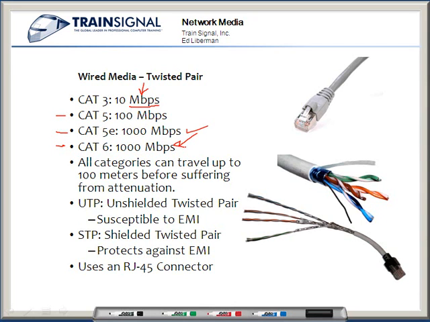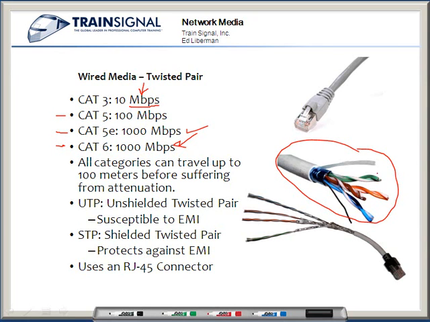Now, the other thing I want to tell you about these categories before we go on is that the main difference as we go up through the categories, we'll say from 3 to 5 to 5E, the way we get the faster transmission is by twisting, right? We're called twisted pair cabling. By making more twists in the cables, by having them twisted more tightly, it has been found that data can travel faster. And just so you understand what we talk about when we say twisting, this right here is a picture of what the inside of a twisted pair cable looks like.